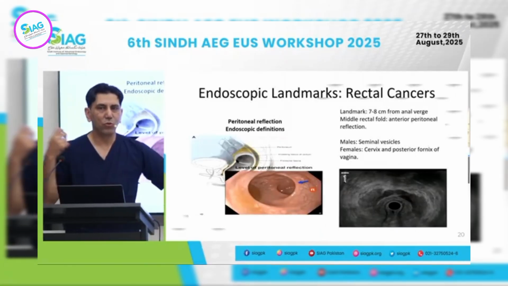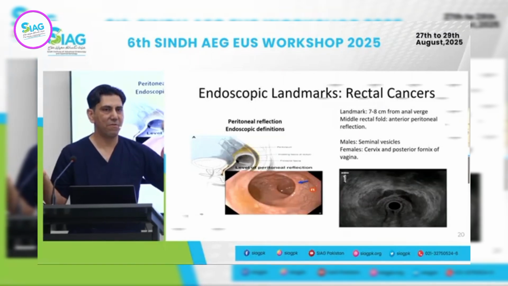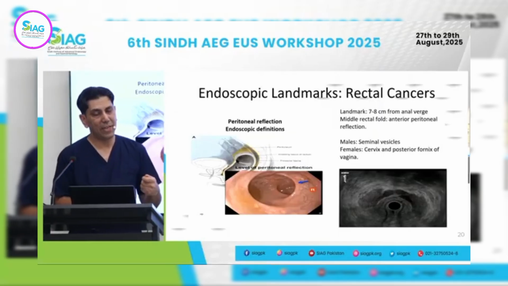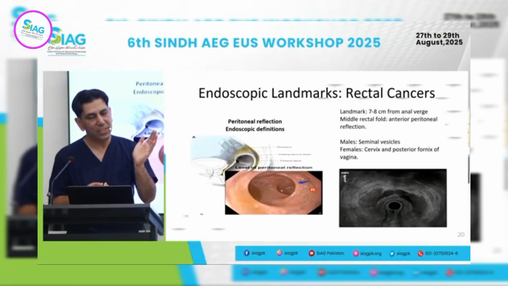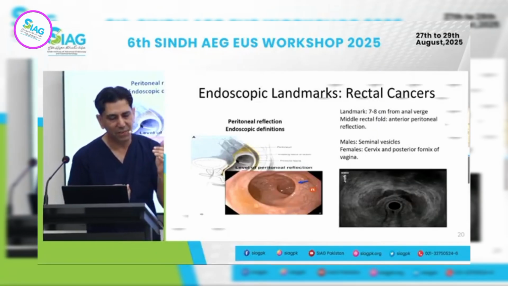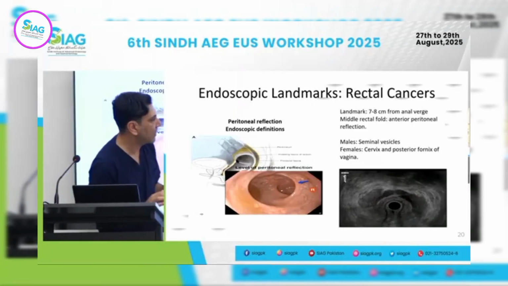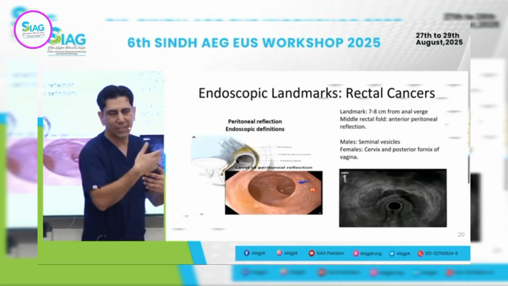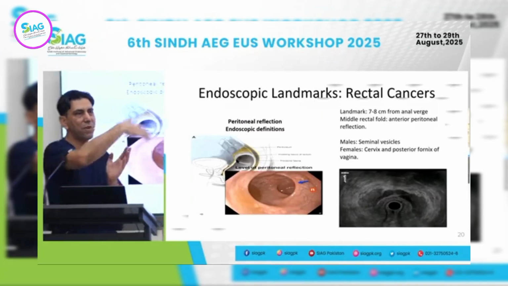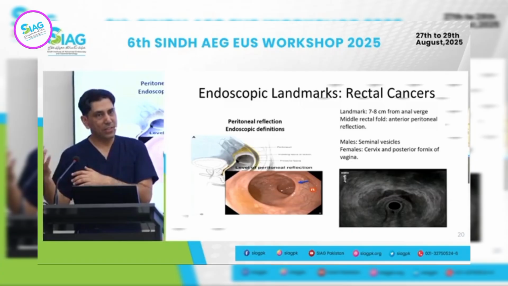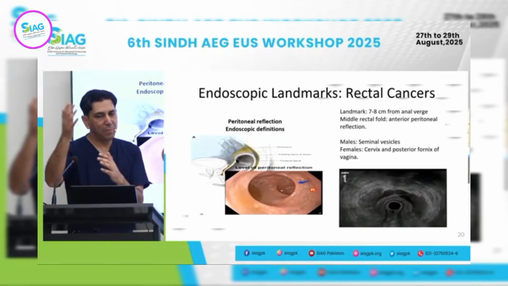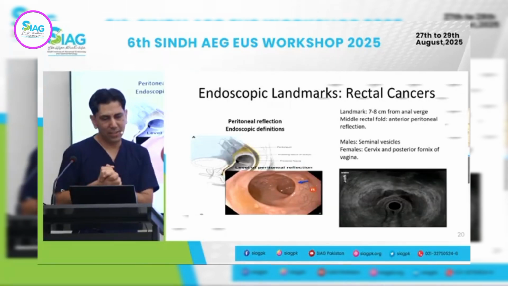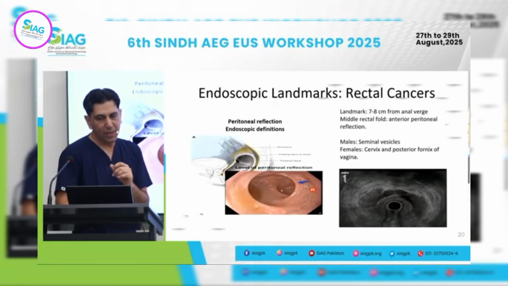Now, the important thing, obviously, as I said, is the two modalities that we're briefly differentiating: inflammation versus a malignancy. Starting off with the endoscopic examination and seeing where this peritoneal reflection is, and how on endoscopic examination we define it. So when you feel the first and the second fold, that's where the peritoneal reflection moves away from the rectum. Rectum is retroperitoneal, but that's where the peritoneum comes in and starts to cover it, which is the junction of the rectum and the sigmoid.